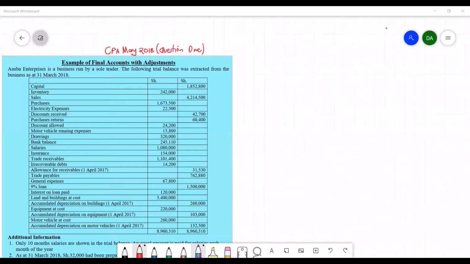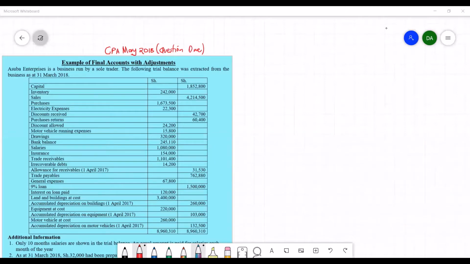This is the second lesson of final accounts with adjustments. In this lesson, I'm going to answer a question of CPA May 2018, question number 1. This is a question about preparation of the final accounts of a sole trader.